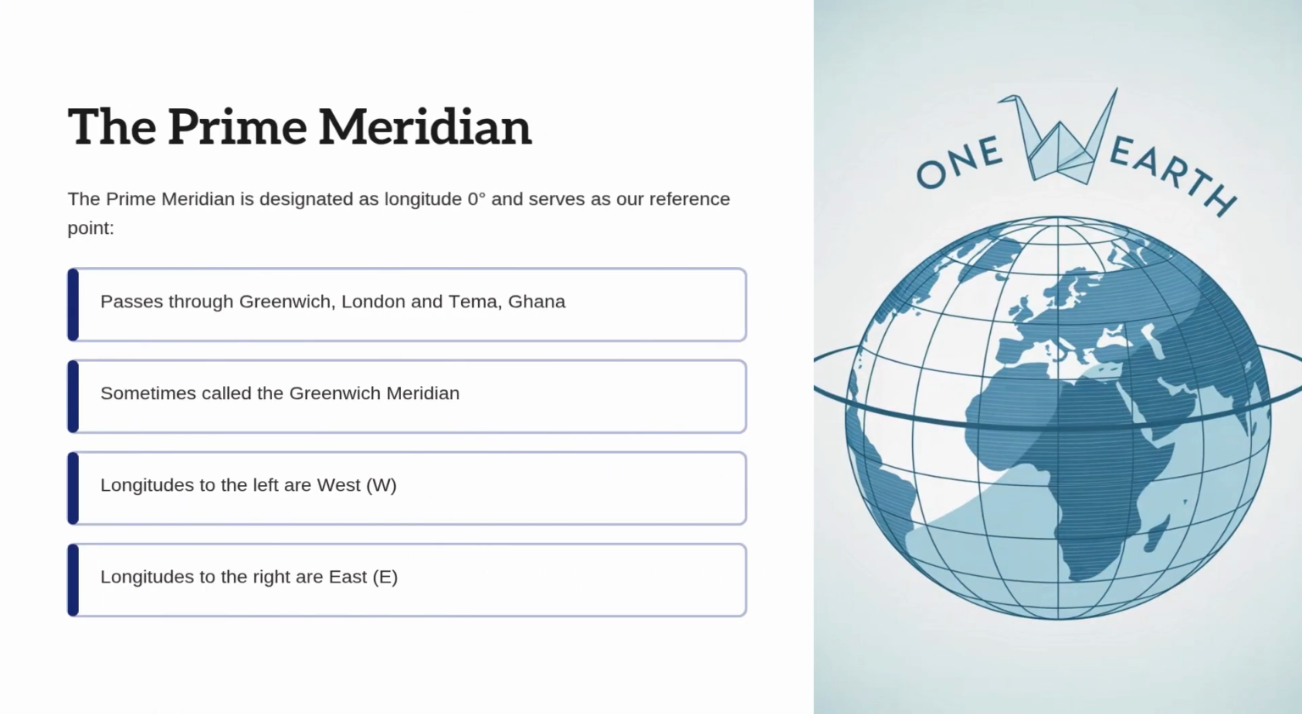The prime meridian. The prime meridian is designated as longitude 0 degrees and serves as our reference point. It passes through Greenwich, London and Tema, Ghana. Sometimes called the Greenwich meridian. Longitudes to the left are west. Longitudes to the right are east.